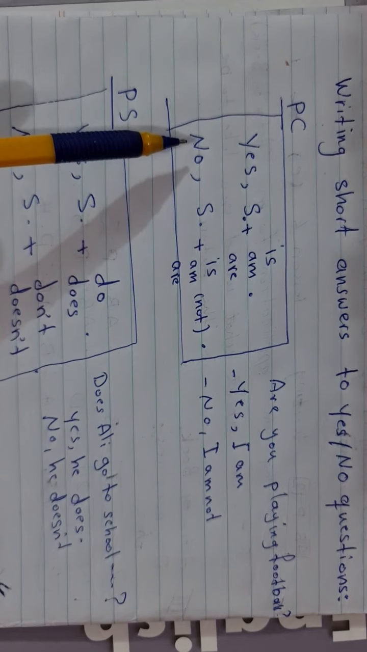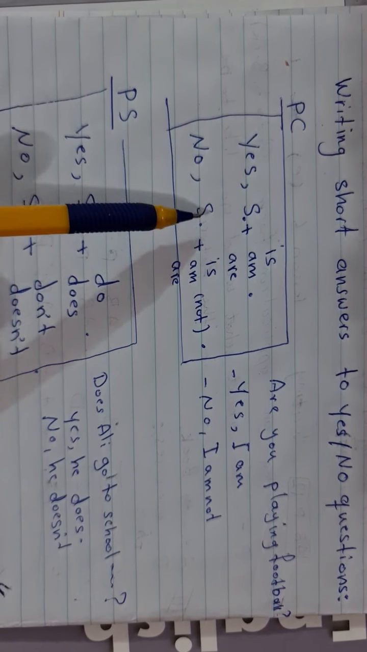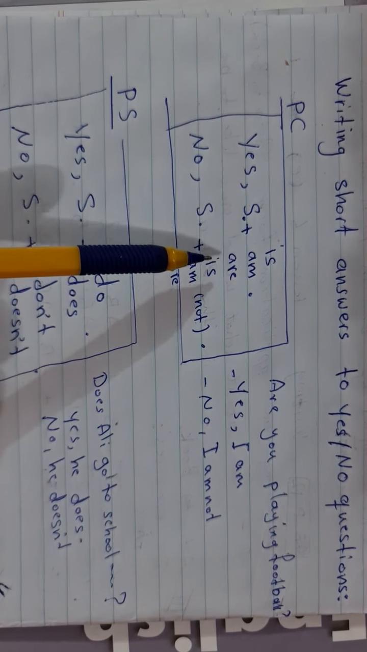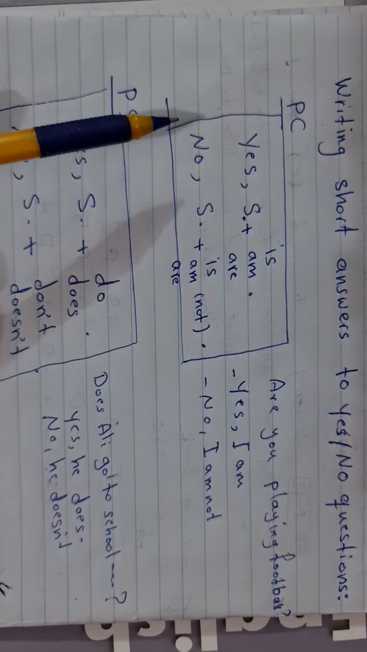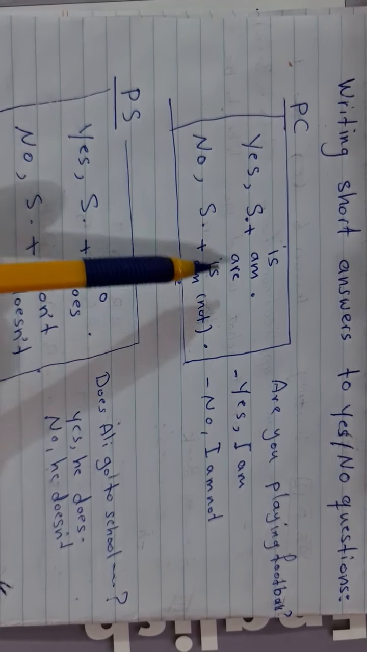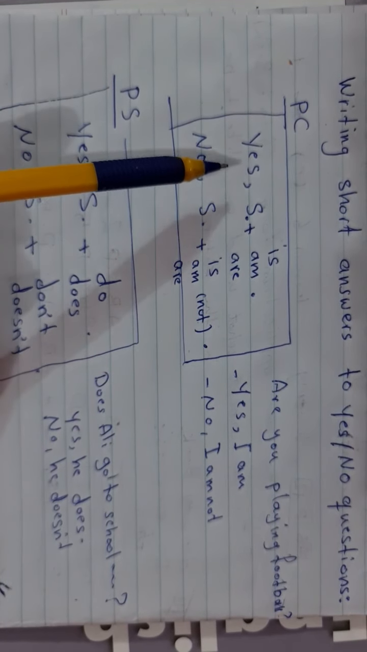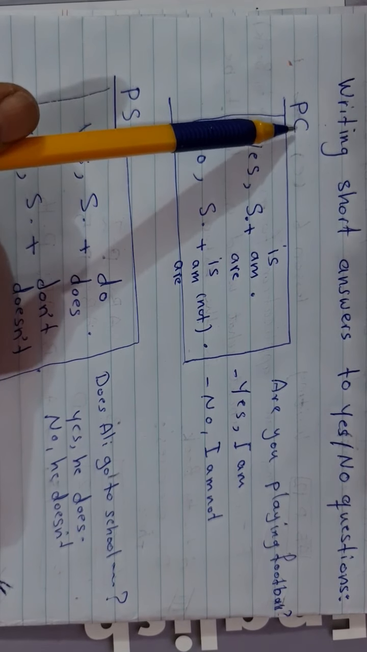If our answer begins with no, we say no plus the subject pronoun plus isn't, am not, or aren't. For example, no, I am not. No, she isn't. No, they aren't. This short answer is used in the present continuous.